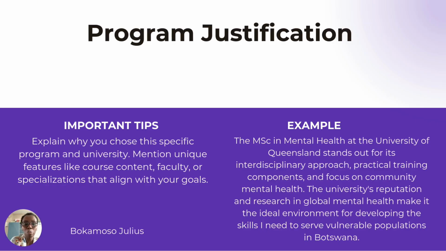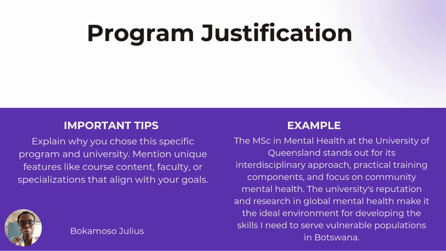And then the next thing is program justification. Why you chose the specific program and university. The new program that you are applying for, not the qualification that you already have. You don't have to justify the qualification that you already have, but you have to justify the program that you are applying for or that you have applied for. You have to explain why you chose that specific program and the university. You have to mention unique features like the course content, faculty, or specialization that align with the goals.